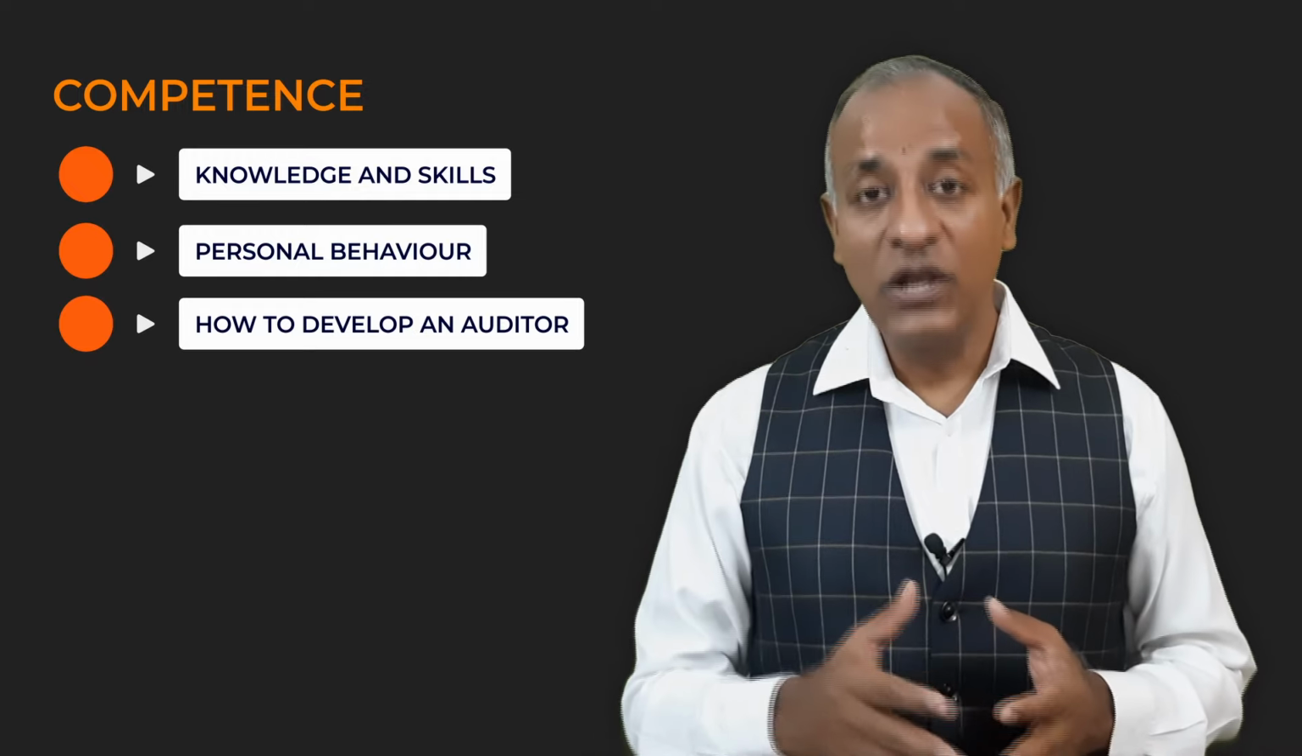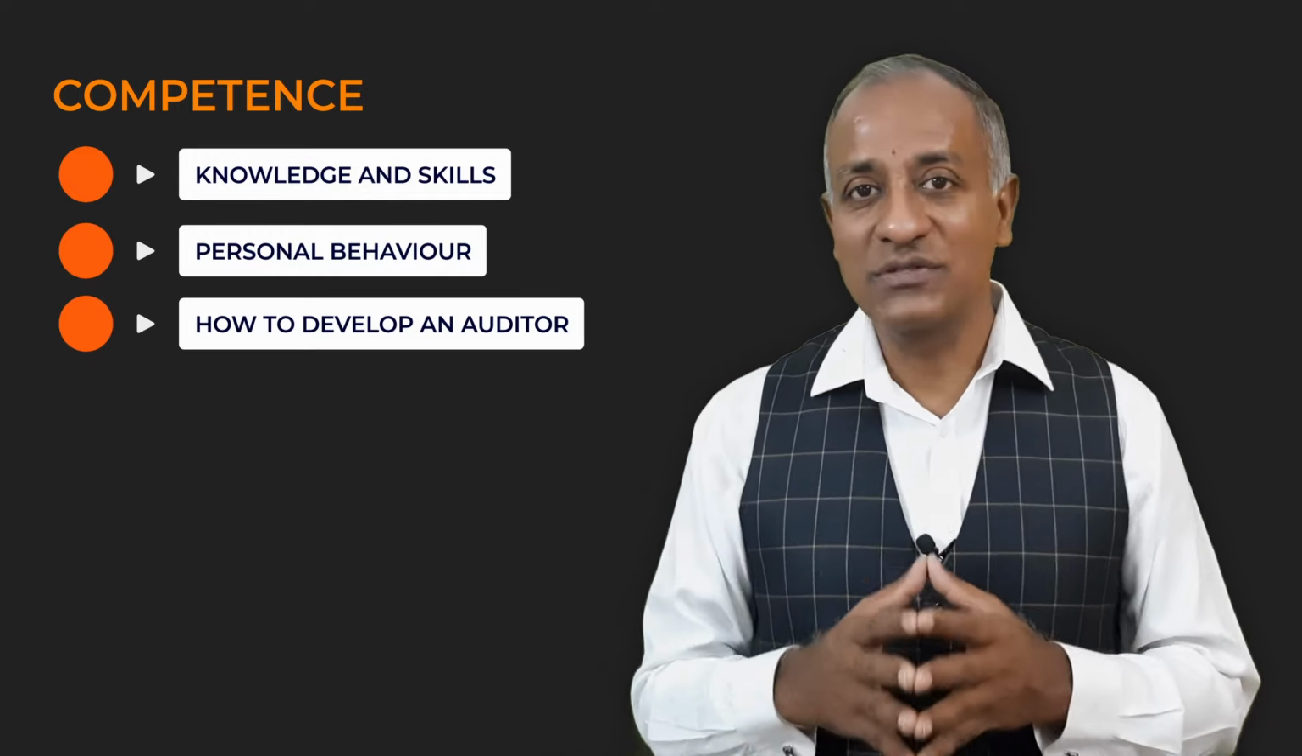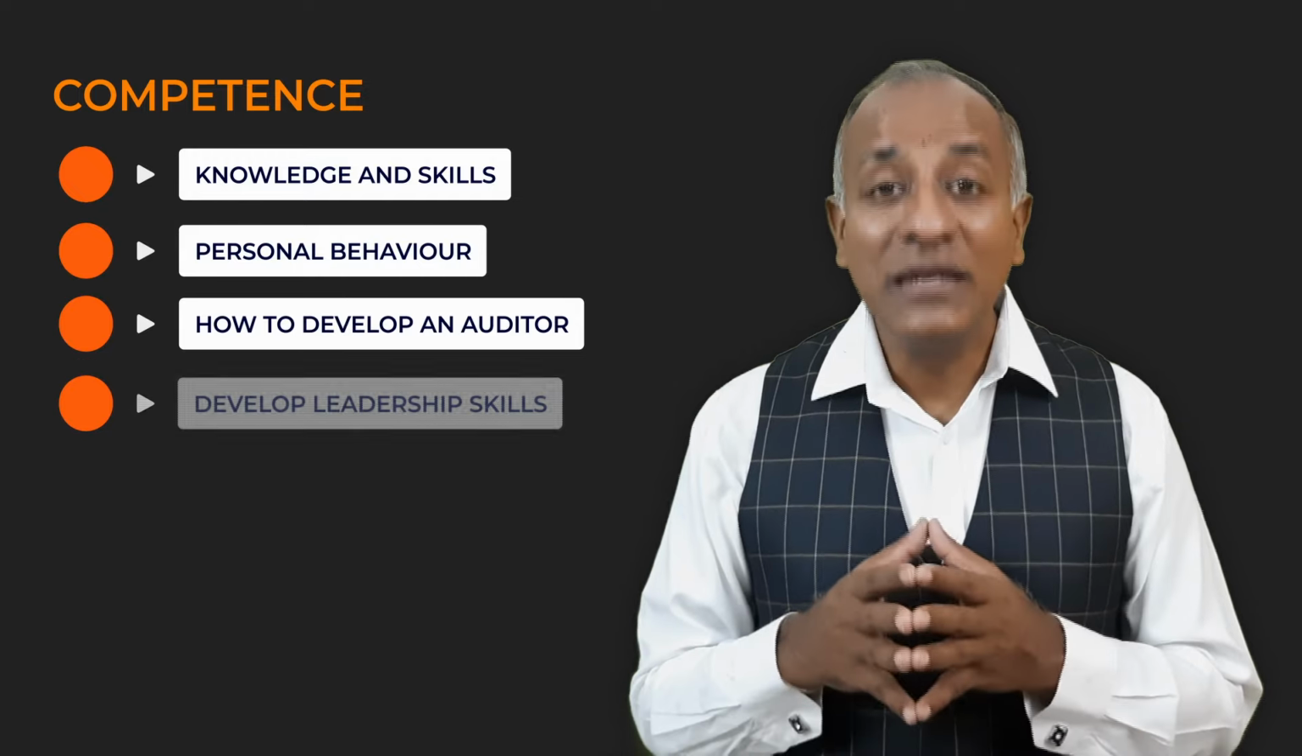So let me first talk about the competence of the auditor. When we talk about competence of auditors, primarily the idea is whether that person knows the work that needs to be done and whether it is serving the purpose of the organization or not. If you look into the standard, there are 4 sub-clauses which talk about this in detail. The first is about knowledge and skill. The second is about personal behavior. The third is about how we can develop an auditor into an auditor grade. And the fourth is about how we can develop an auditor to become a team leader.